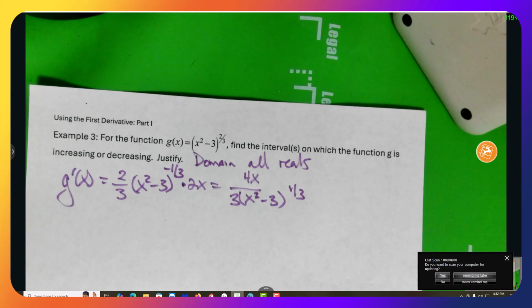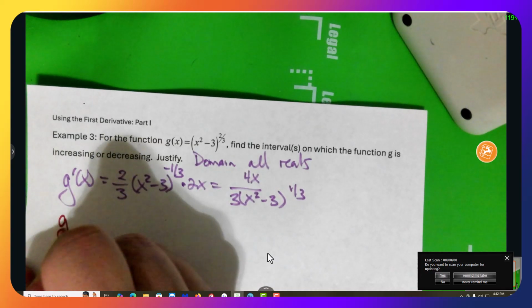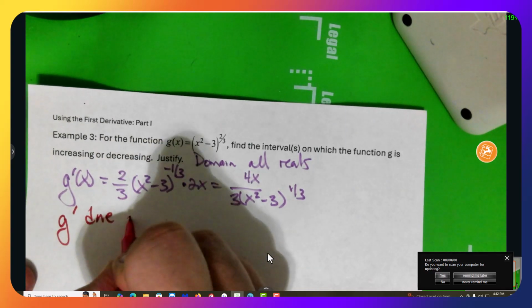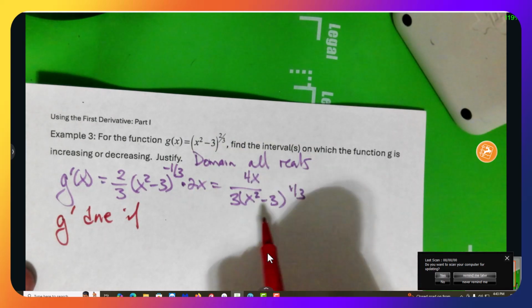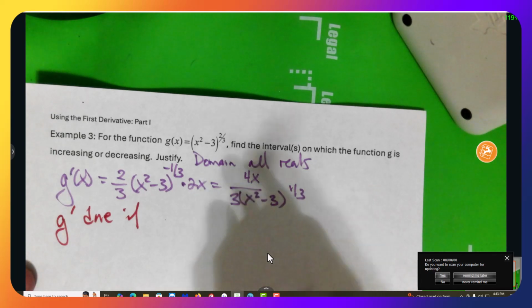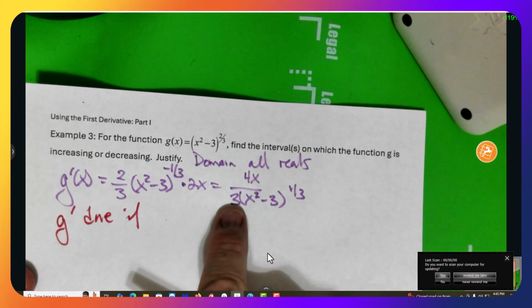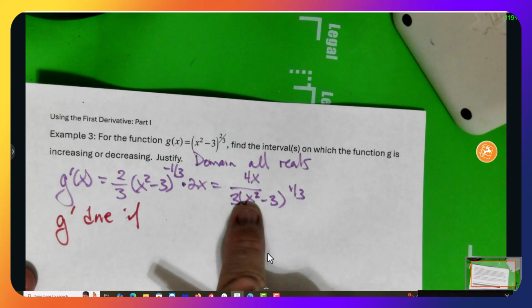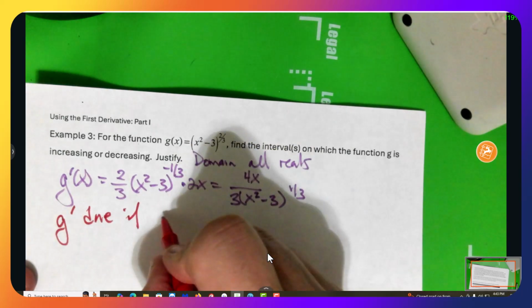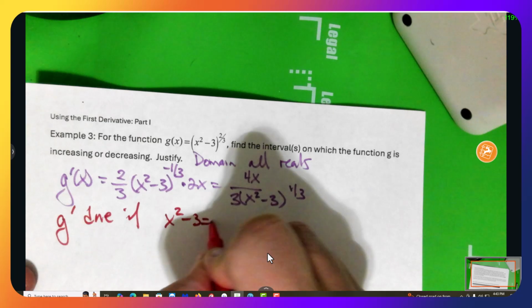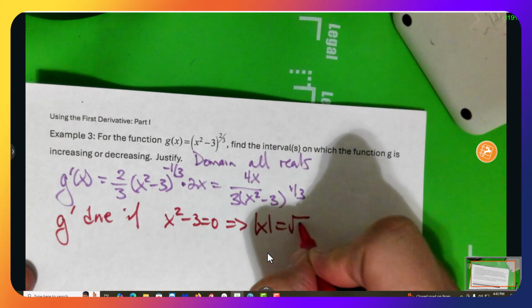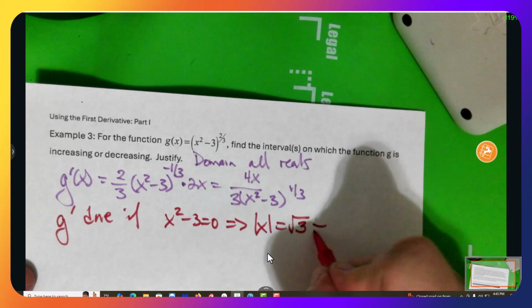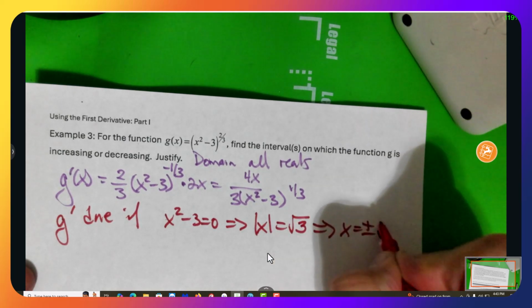Now, the first thing we're going to do is find where g prime does not exist. I have an algebraic fraction, so the denominator catches my attention. This will never be 0 because of that 3. What's driving this is the radicand. It'll be 0 if the radicand is 0, so x squared equals 3, and when I take the square root, x is the absolute value of root 3. So x is plus or minus root 3.